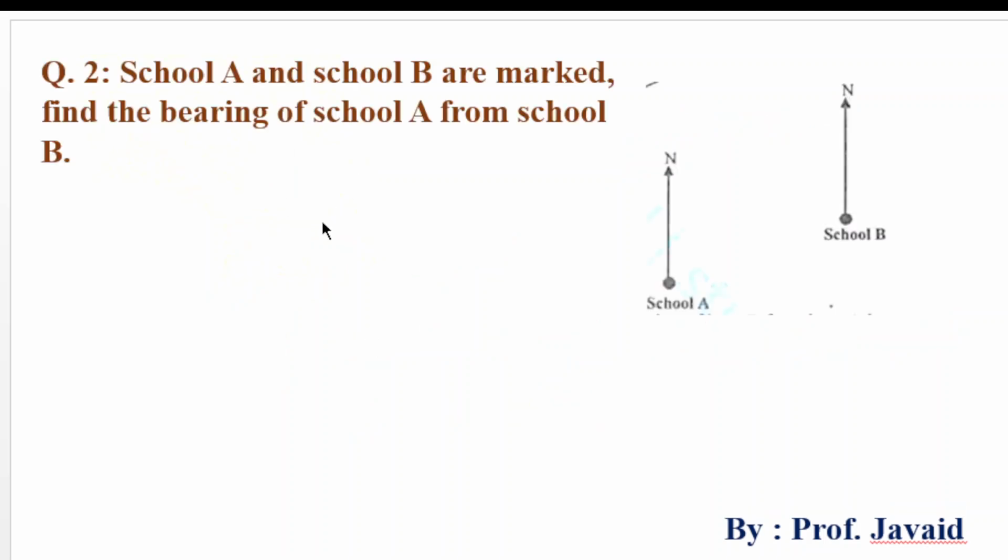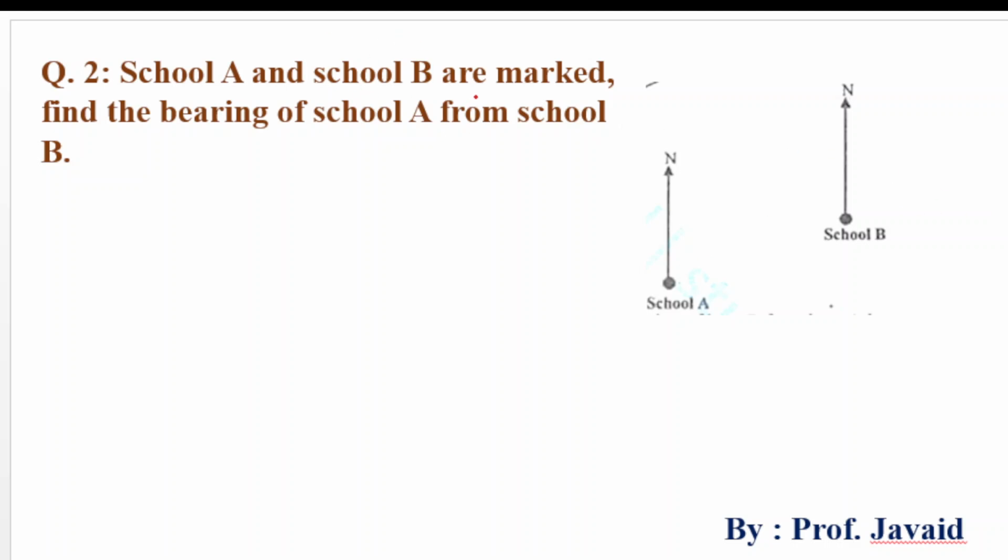That is in front of us. This question is very interesting and important. It looks difficult, but it's not difficult. We have to read the question very carefully first of all. So what is given over here? School A and school B are marked.